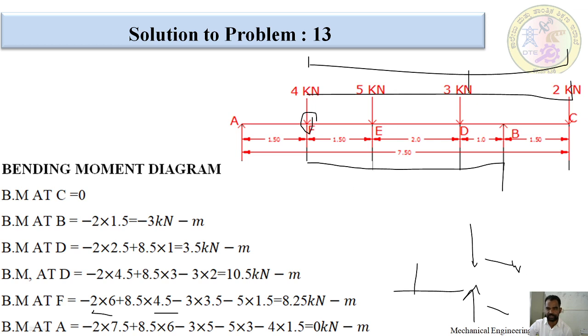Next is 3 into this distance: 2 into 2 plus 1.5 is equal to 3.5. This completes it. Next, 5 into this distance, 5 into 1.5. This completes the calculation for section F. We got 8.25. At A, by calculation we will also get 0, or directly we can take the 0 value. Okay, this completes the bending moment calculation.